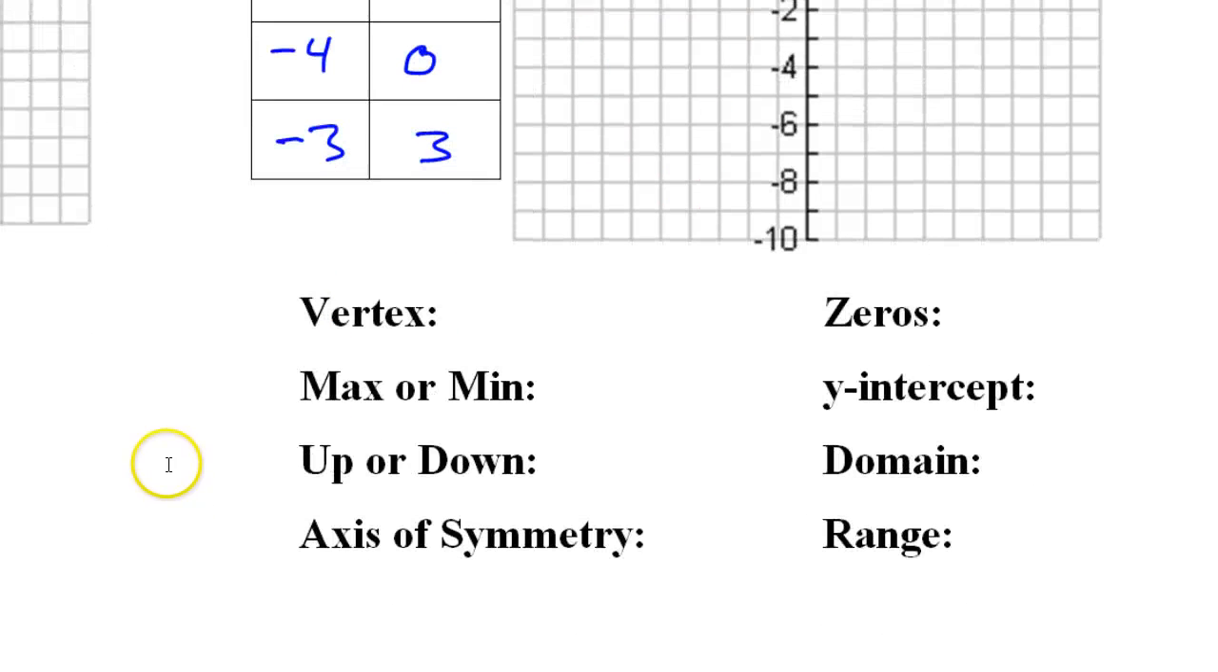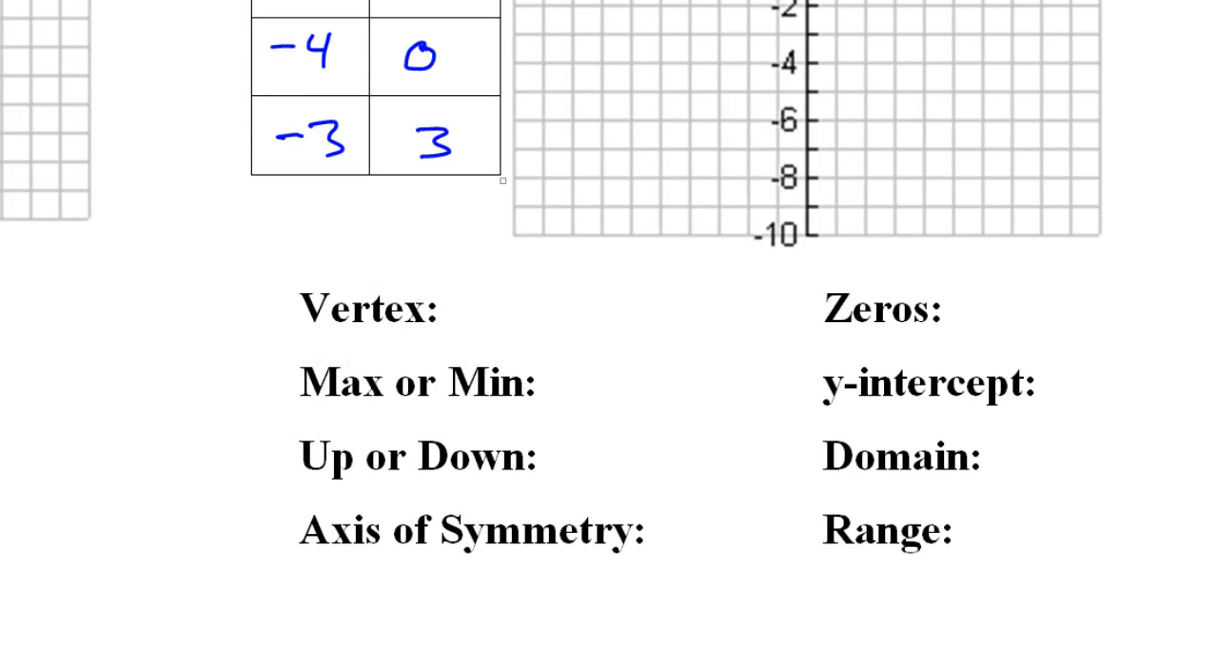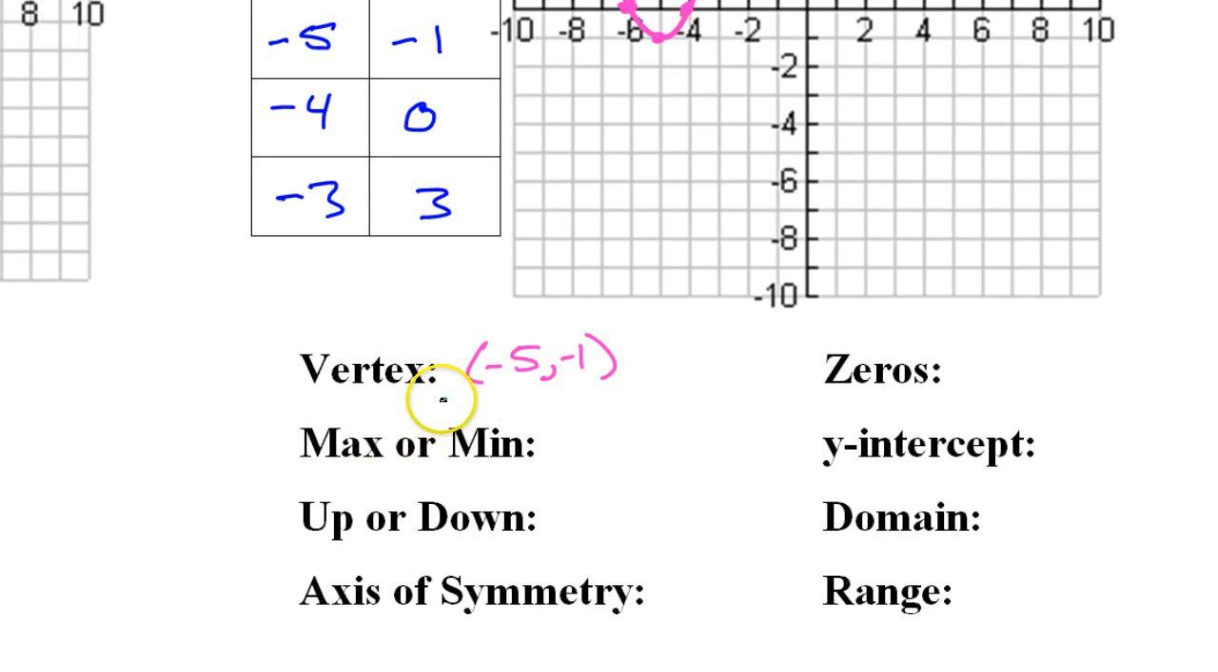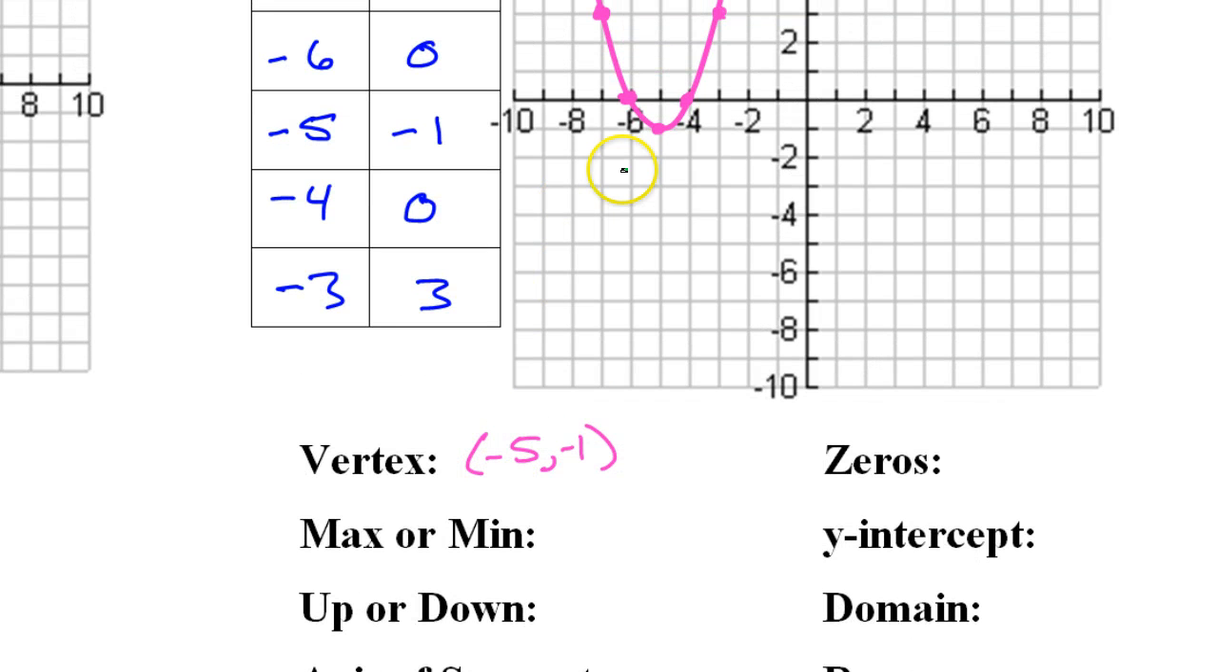Alright, now let's answer the questions that sort of go with it. The vertex. The vertex is this negative 5, negative 1. Okay. Is the vertex a maximum or a minimum? Well, you see how it's at the very bottom. That makes it a minimum.